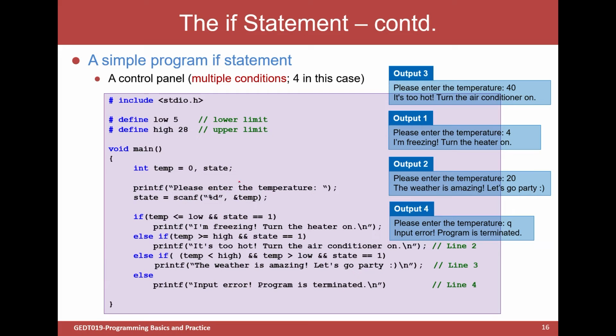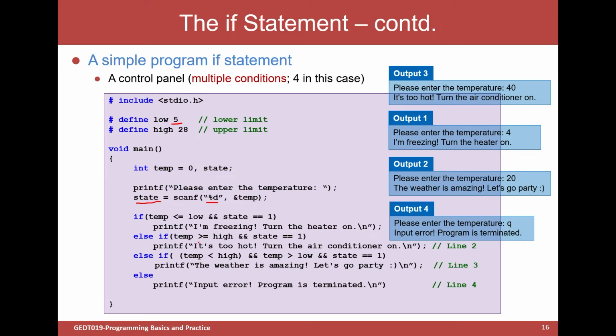So we will ask you, please enter some temperature. So you will insert some digit, temperature. Okay, and then I will say, if the temperature is smaller than 5 and you insert correctly, 1, that means you insert the digit correctly. So if the temperature is less than low, that means less than 5, I will say, I'm freezing, turn the heater on. Okay, this will be printed on the screen.